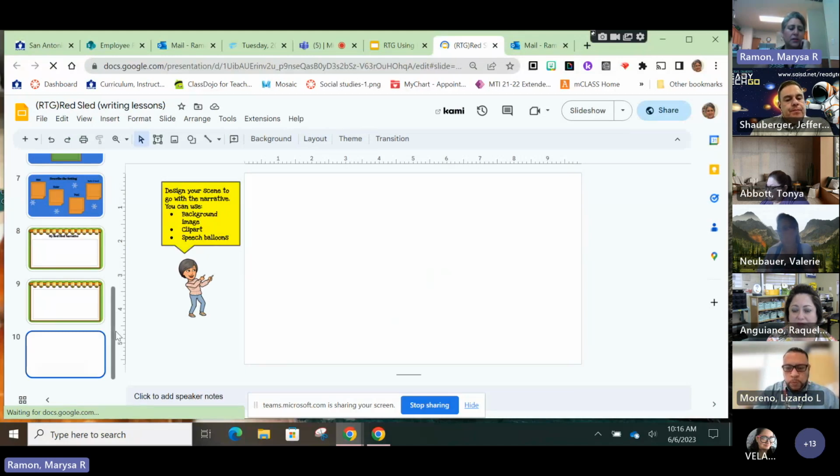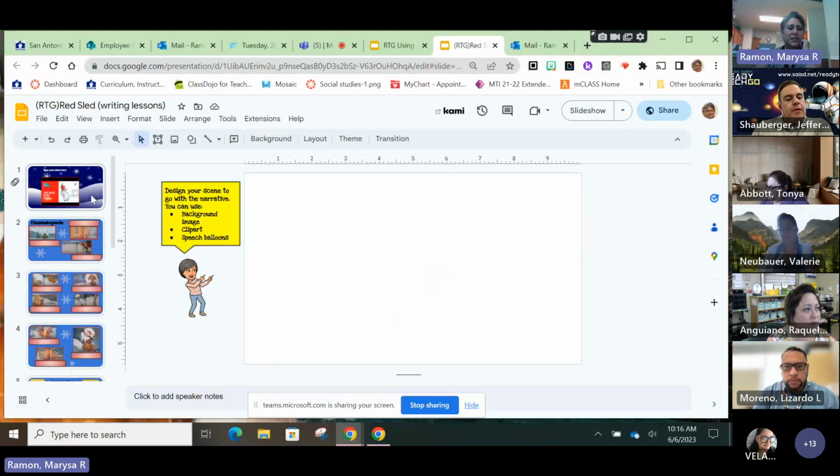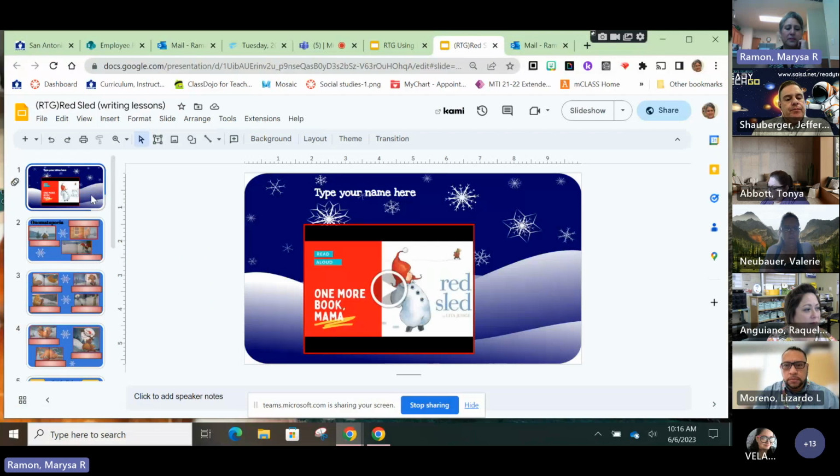And this one was in January, and you're going to see that it's pretty simple in the slides, only because I wanted it to be friendly for the lower grades and the teachers could change it as they need to, or the upper grades. This story is a red sled. In this story, there's actually no words in it. It's just onomatopoeia words. So it's telling the story through onomatopoeia words.